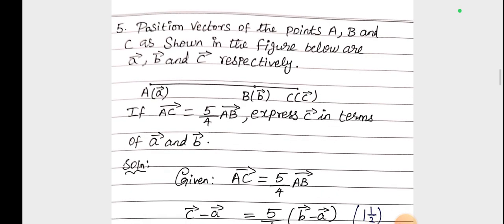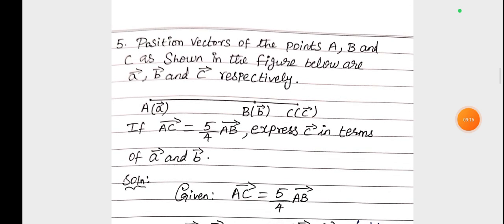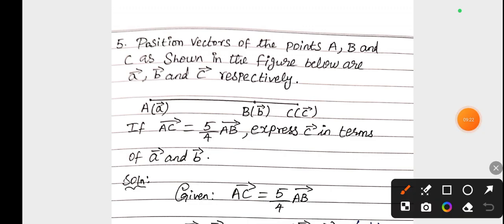Go for the fifth one, children. Again 2 marks, sir? Yes, 2 marks. Here one shock is there in the splitting. Let me explain. So first, what they are talking about in the question. Can we just read the question? Position vectors of the points A, B, C, as shown in the figure below, are A vector, B vector, C vector respectively. So the capital A here, A vector is there, and the B vector is there, and C vector is there.